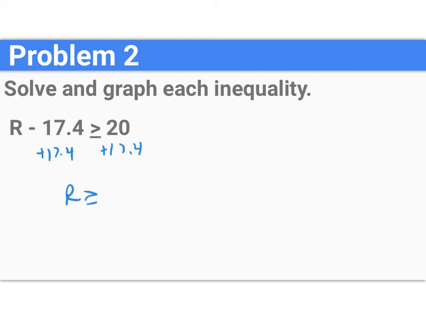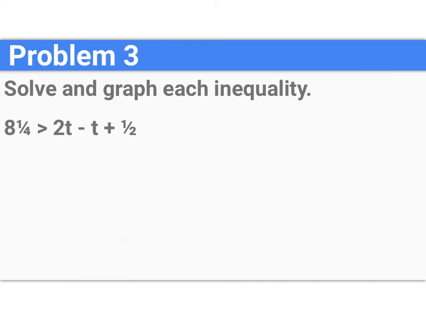Okay, add 17.4 to both sides. r is bigger than 37.4. It includes 37.4 as part of the solution set.